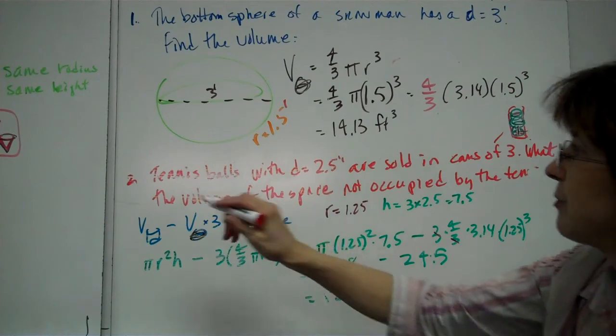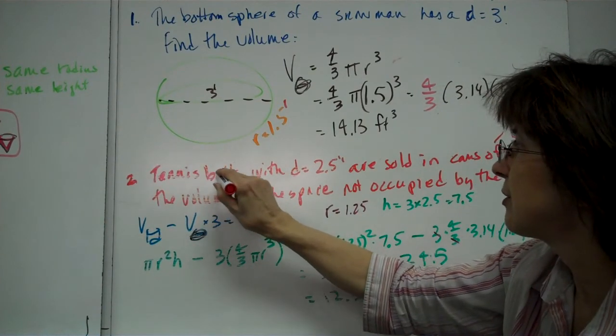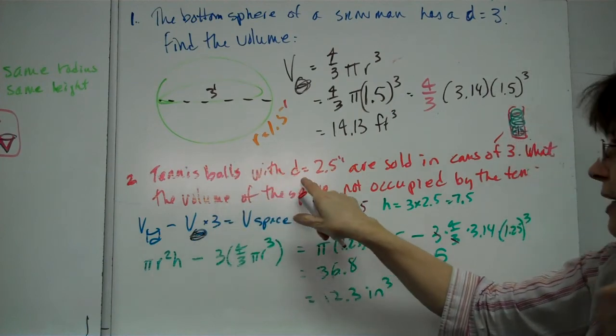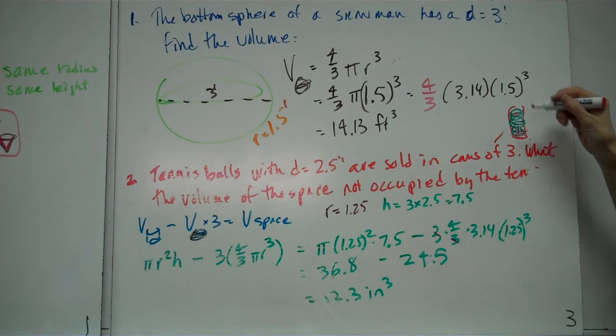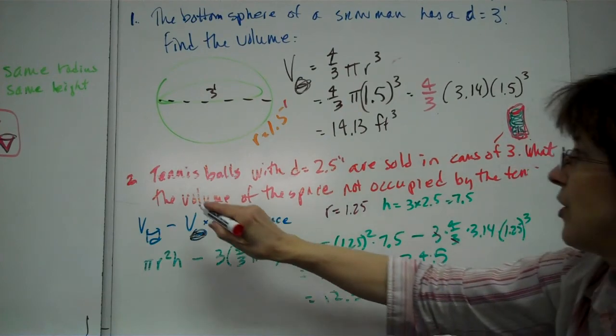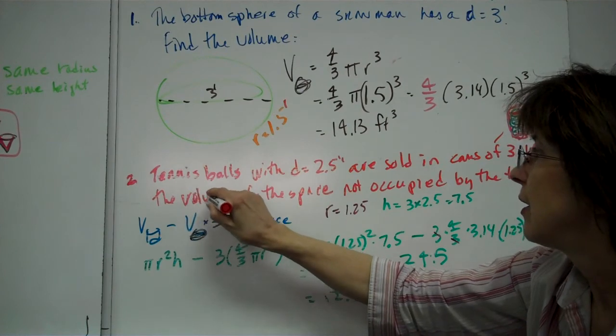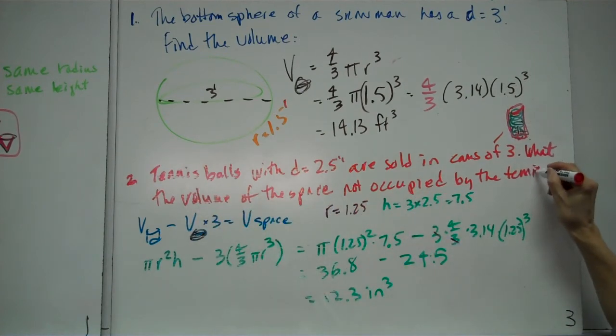Now this one, number 2, is a little bit trickier. You have tennis balls. It got kind of erased, but you have tennis balls in a container. The diameter of the tennis balls is 2.5 inches, and they're sold in cans that look like this. You've seen them with three in a stack. What is the volume of the space not occupied by the tennis balls?